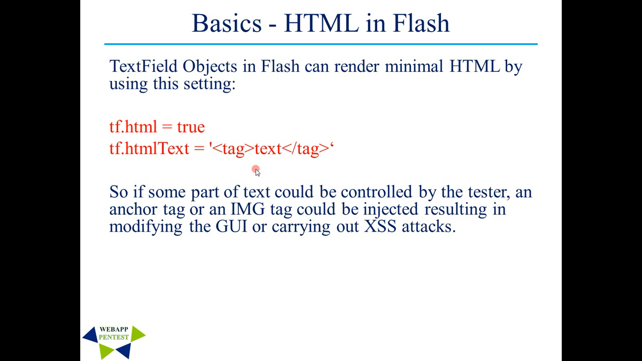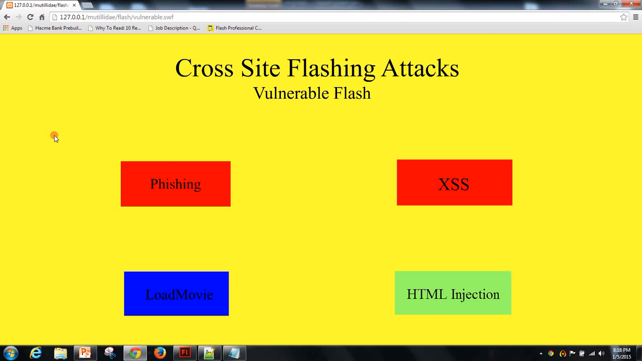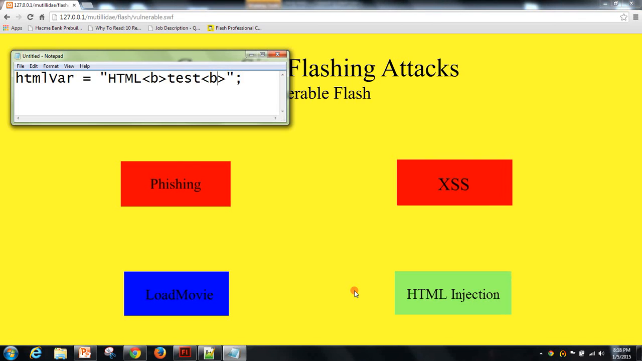So let's take a small example. Here's the vulnerable Flash application, and we have a button by the name HTML injection. The code behind this button is: HTML var is equal to HTML followed by the bold tag, followed by test, followed by the end of bold. When we click on this button, it will process the HTML content and make the test word bold. So let's see this in action.